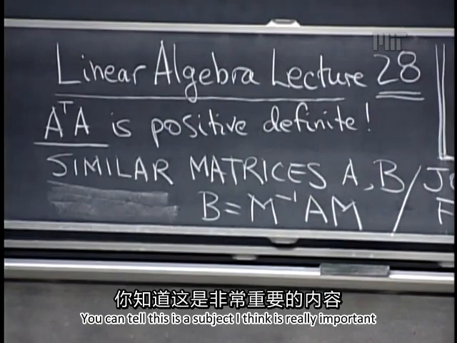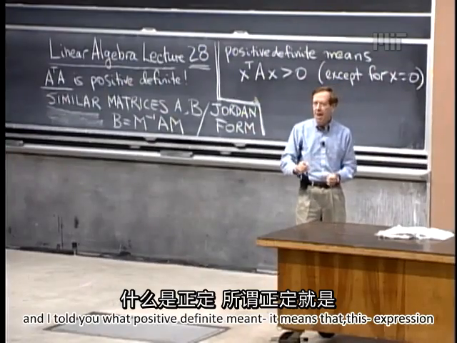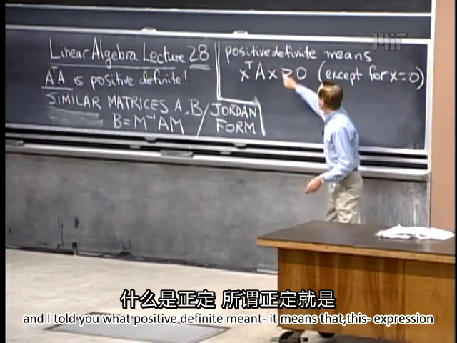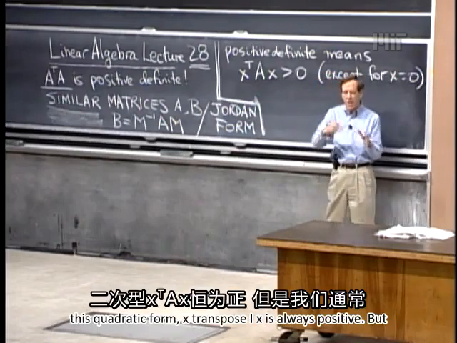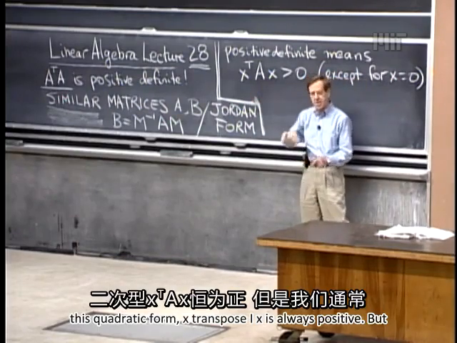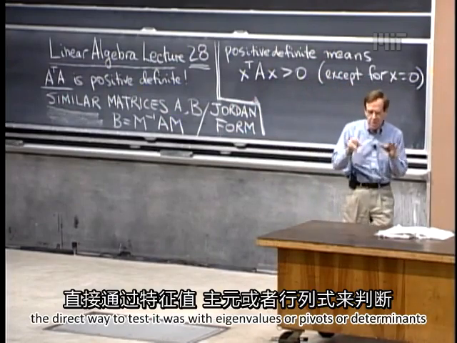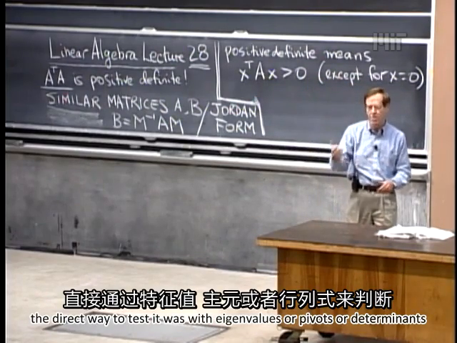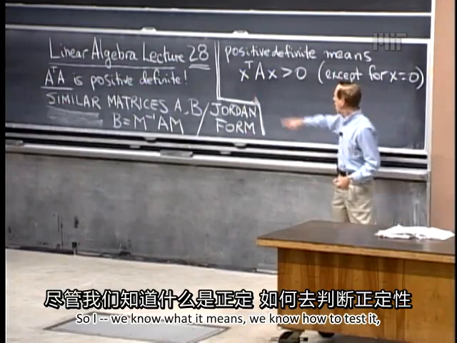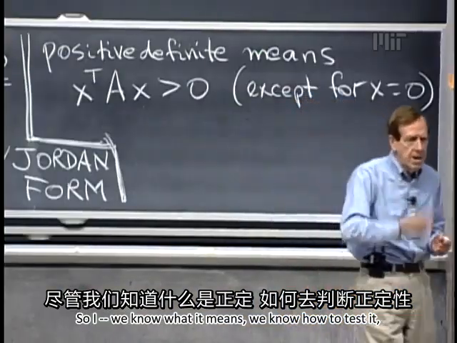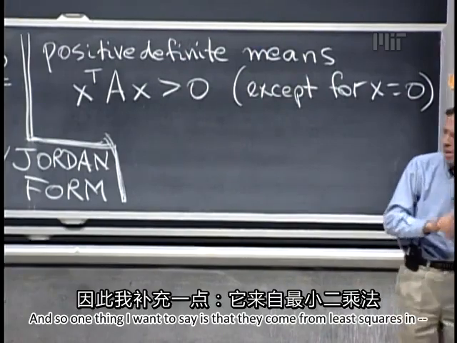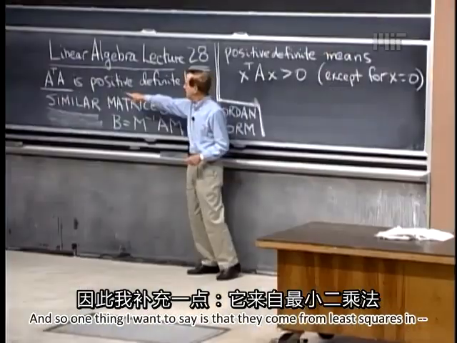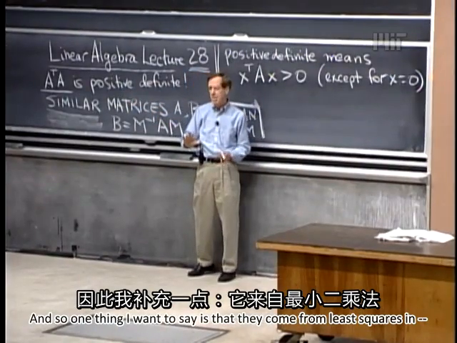You can tell this is a subject I think is really important, and I told you what positive definite meant. It means that this quadratic form, x transpose Ax, is always positive. But the direct way to test it was with eigenvalues or pivots or determinants. So we know what it means, we know how to test it, but I didn't really say where positive definite matrices come from. And so one thing I want to say is that they come from least squares.